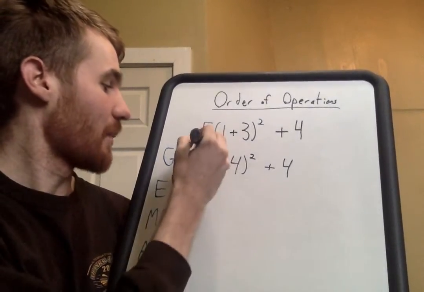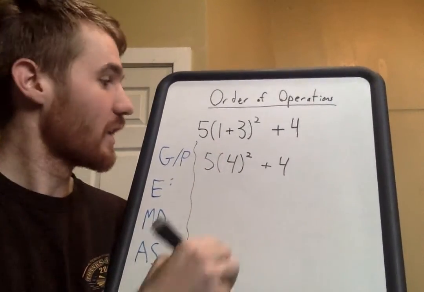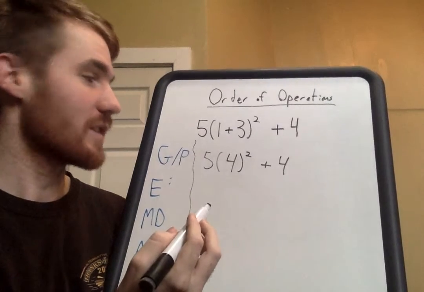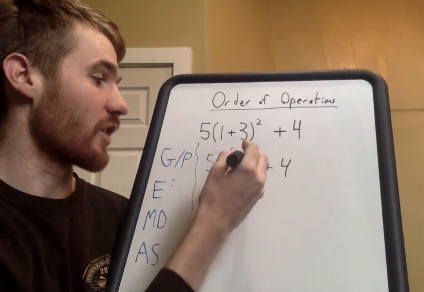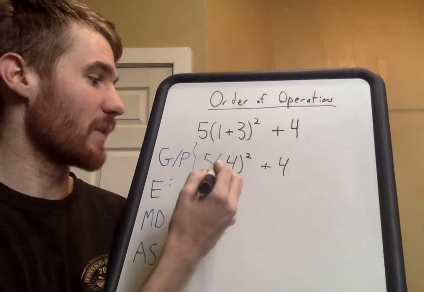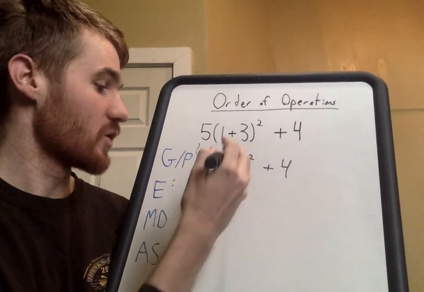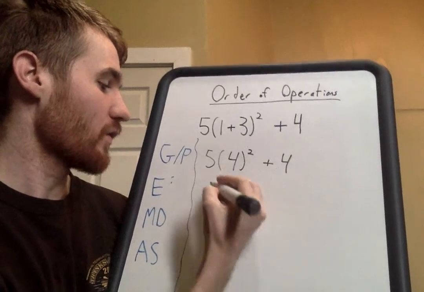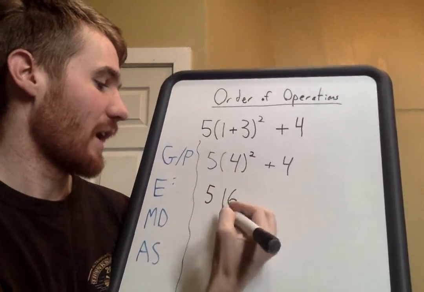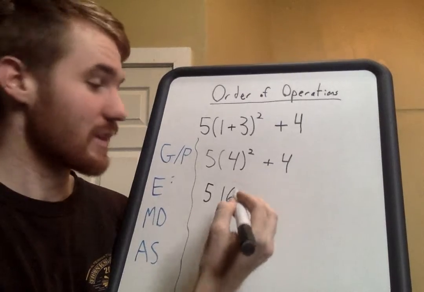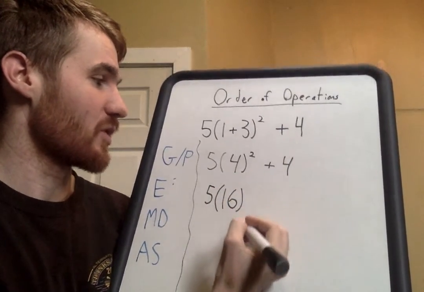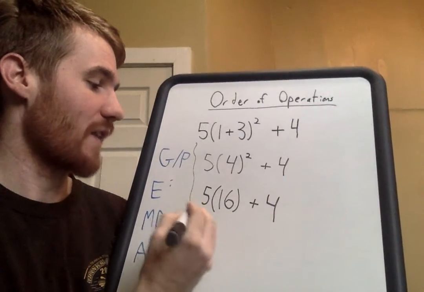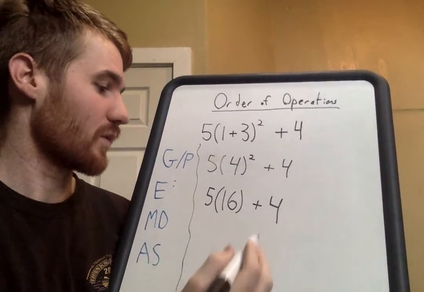Now, the next step, I'm just going to draw this line down here. The next step is exponents. So where are the exponents in this? There's only one. It's 4 squared. Now it's important we do this exponent before we do 5 times 4. So we do 4 squared, that is 16. We don't forget that there is a 5 in the front, and in order to remember that this isn't 5 times 16, we'll put the 16 in parentheses, plus 4. So now we have 5 times 16 plus 4.